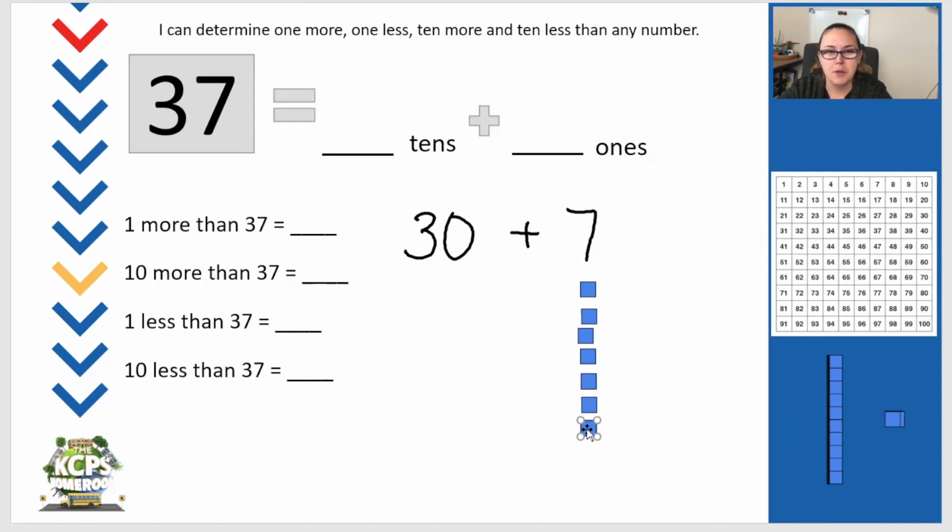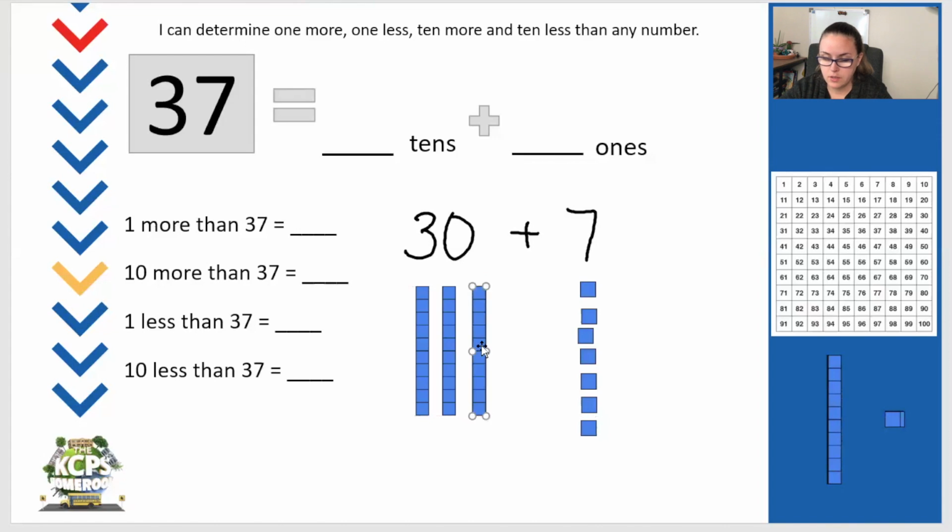What's a different way I can model 30 using the base 10 blocks we have on hand? That's right. Remember that 1 rod equals 10. How many tens is in the number 30? Well, here's 10. Let's add another one and see if you can count by tens here until we get to 30. So here's 10, 20, and 30. Great job. So the number 37 is made up of 3 tens and 7 ones. And we've modeled it below using the base 10 blocks.